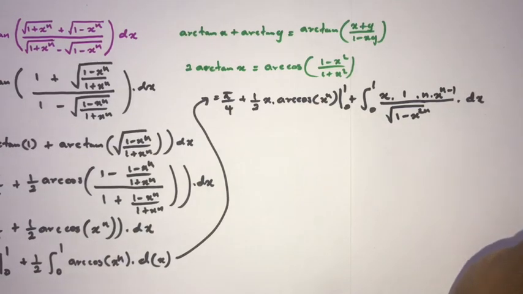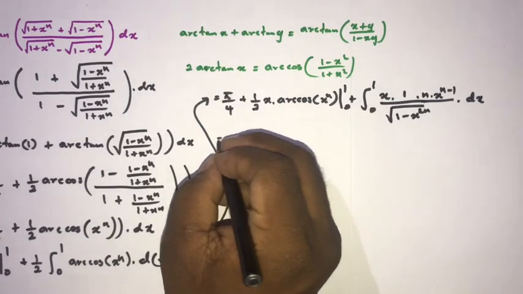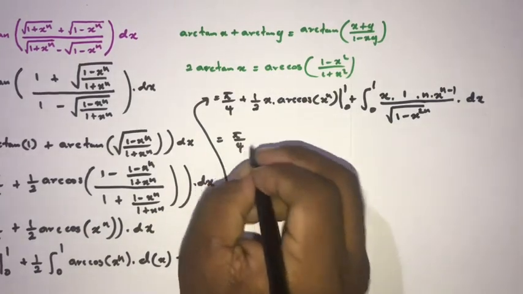Okay, then we can still simplify. Here we can write pi over 4.